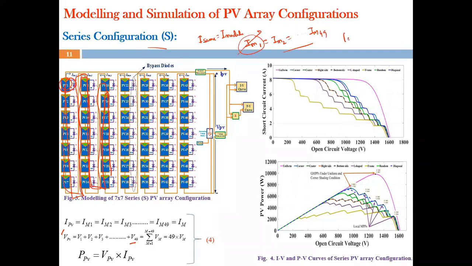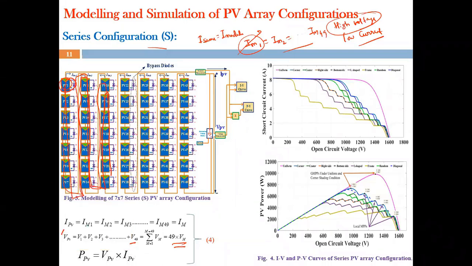That's why series configuration is for low current applications, whereas the voltage is the summation of all the PV modules. So you can ensure series configuration gives high voltage and low current. You understand? The voltage across each module is V1, V2, V3 and so on up to V49. We have taken the voltage of the PV system as 49 times Vm, so that means you are getting high voltage.